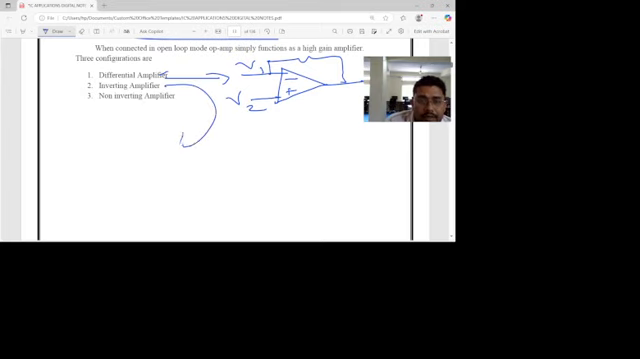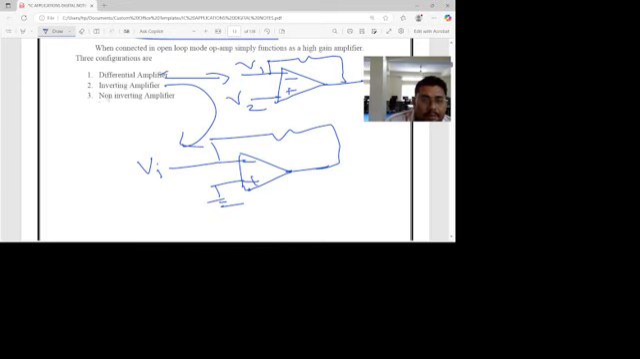Second is the inverting mode. Suppose this is the op-amp here, with the negative terminal and output. This is the feedback here. We are providing input here, and the other input terminal must be grounded.